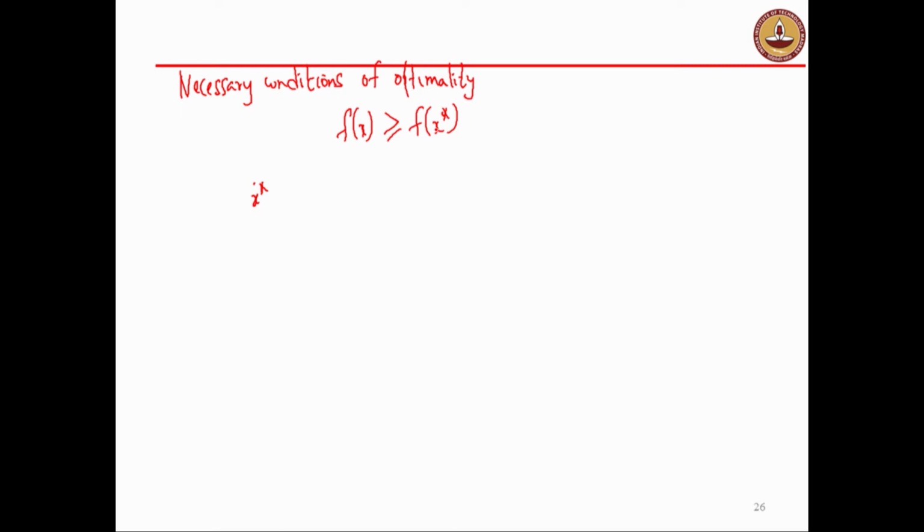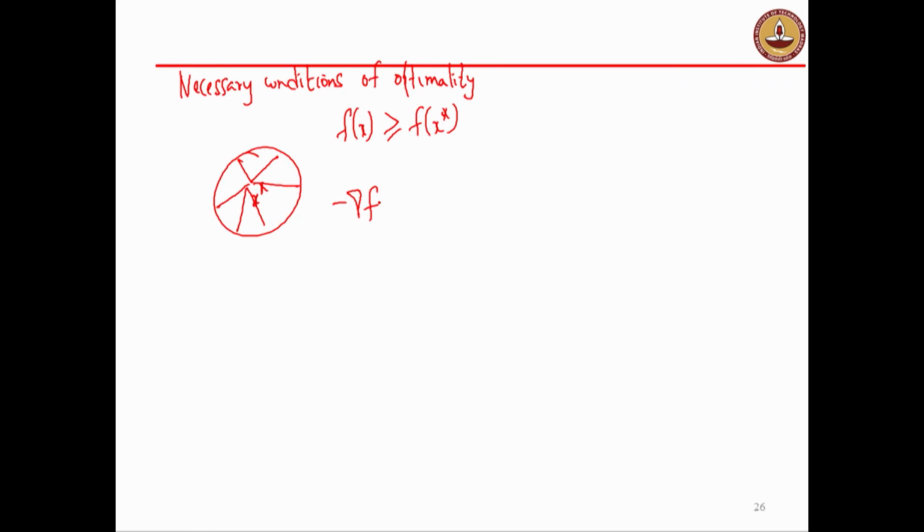Now, what do we know about it? What it says is, no matter which direction you go around x star, the value of the function should always be larger than or equal to that at x star. Now, what do you know about the gradient? Gradient tells you the direction of maximum increase. The negative gradient is the direction of maximum decrease. Now, my claim is this: the gradient has to be 0 for a local optimum.